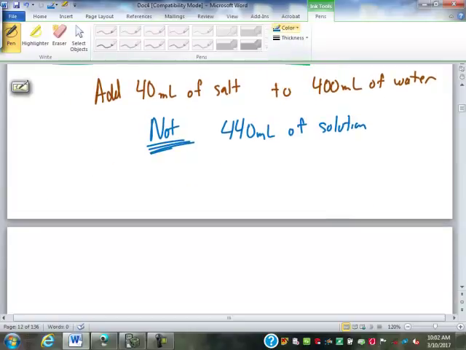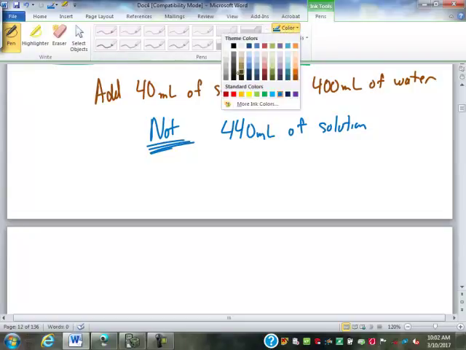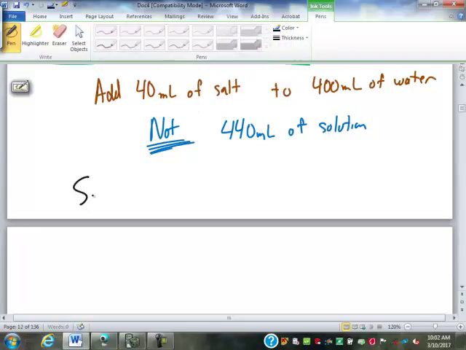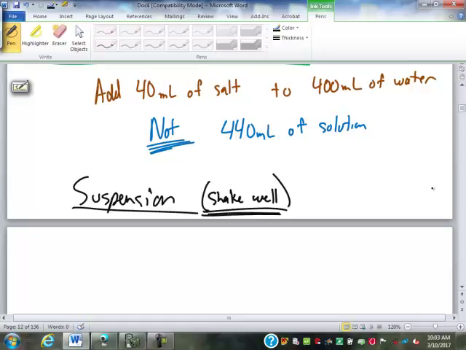There is something called a suspension. In a suspension, the volumes are additive. The easiest way to tell the difference between a suspension and a solution is just by looking at the label on the bottle. It has a little instruction: shake well. Have you ever seen a medication where it looks like it's thicker on the bottom and thinner on top? Pepto-Bismol is a prime example of it.